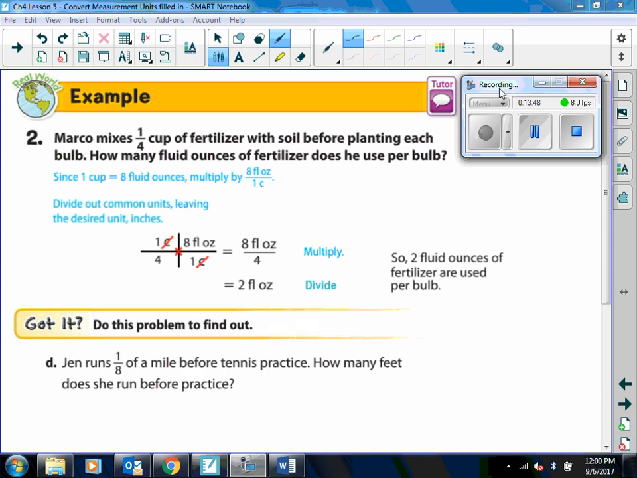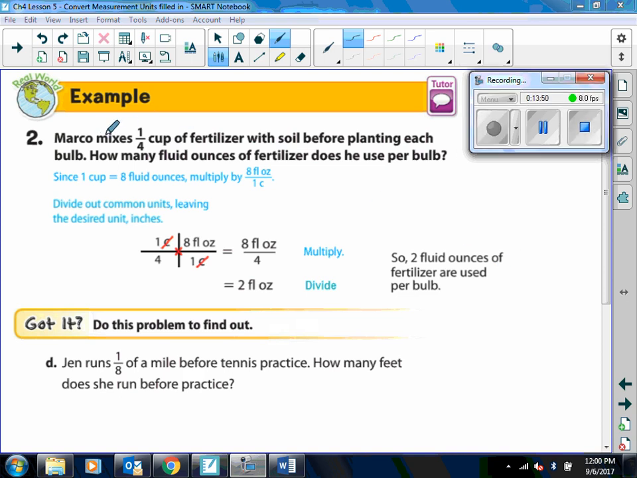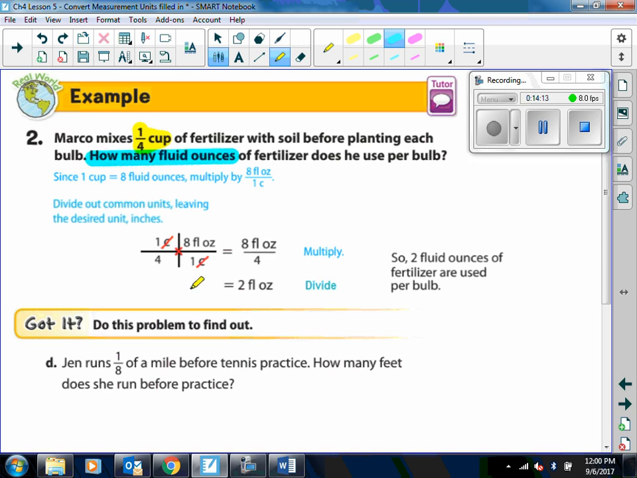So here's our word problem example. It says Marco mixes 1/4 cup of fertilizer with soil before planting each bulb. How many fluid ounces of fertilizer does he use per bulb? So here, once again, we're starting with 1/4 cup of fertilizer. And it says how many fluid ounces. So we're going from cups to fluid ounces.